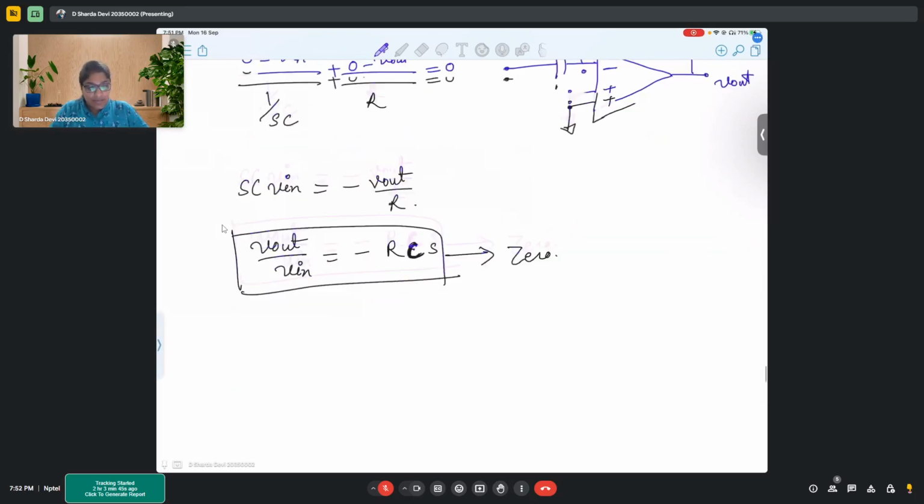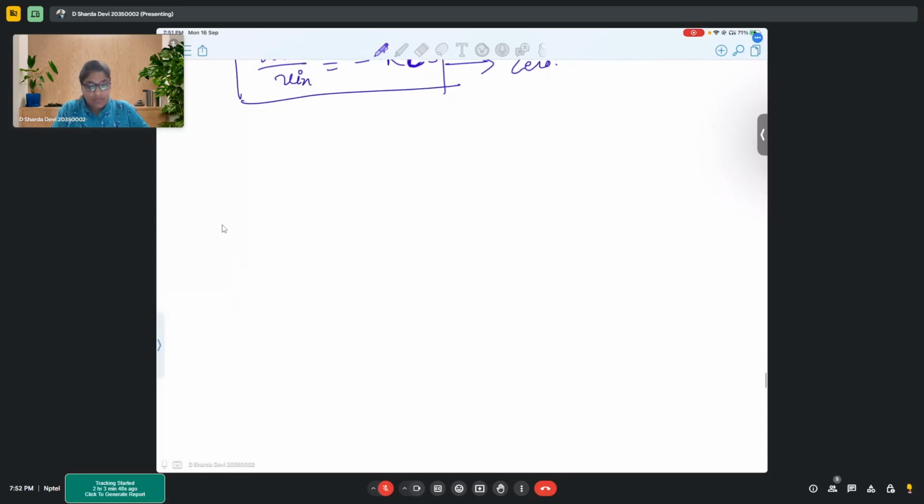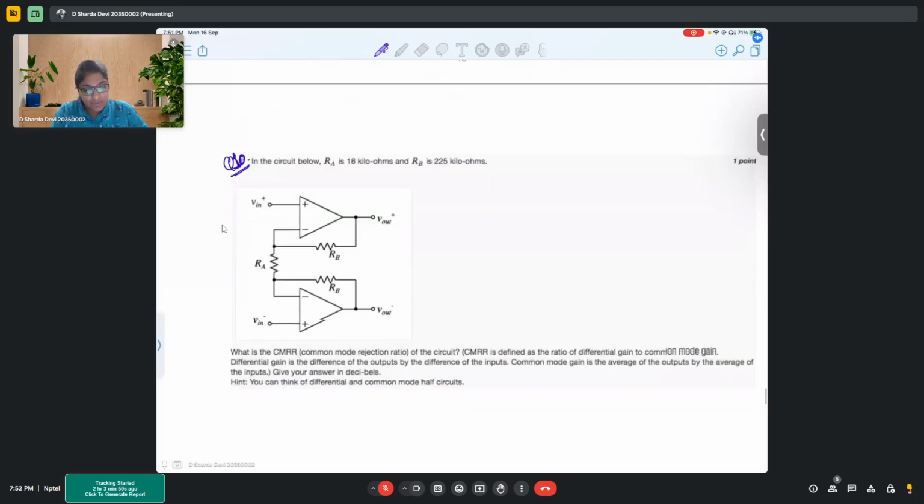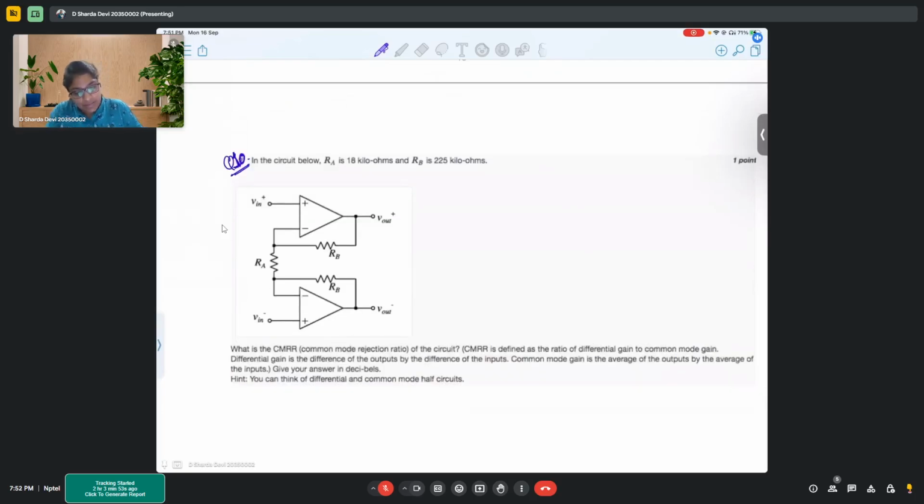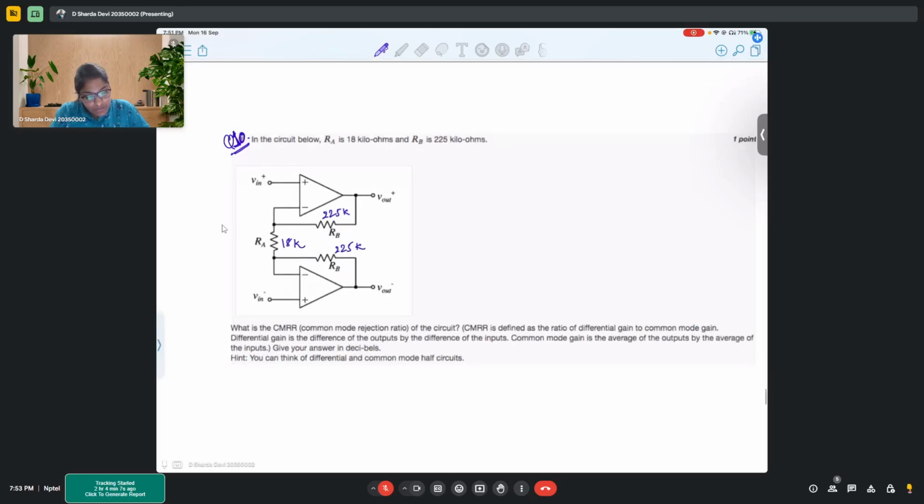Yeah. So then moving on to the next problem. In this problem, you see you have an array of 18 kilo ohms. RB is 225 kilo ohms. Here it is 225 kilo ohms each. Now what is the CMRR of the circuit in decibels?